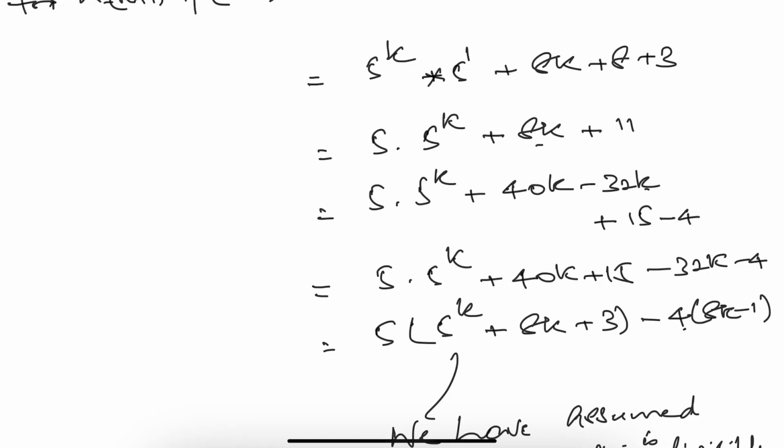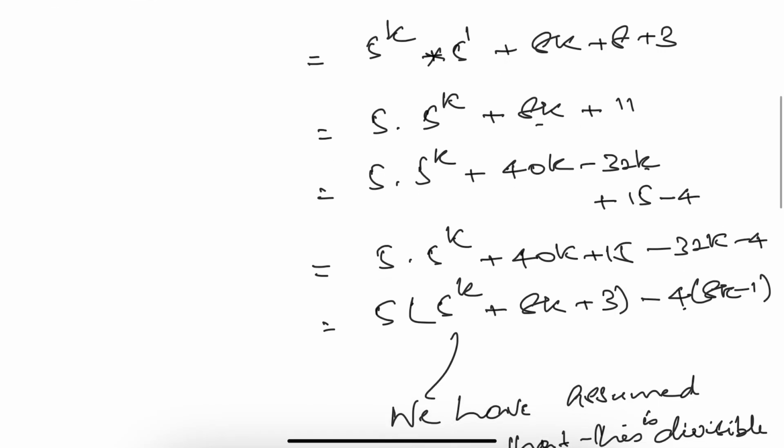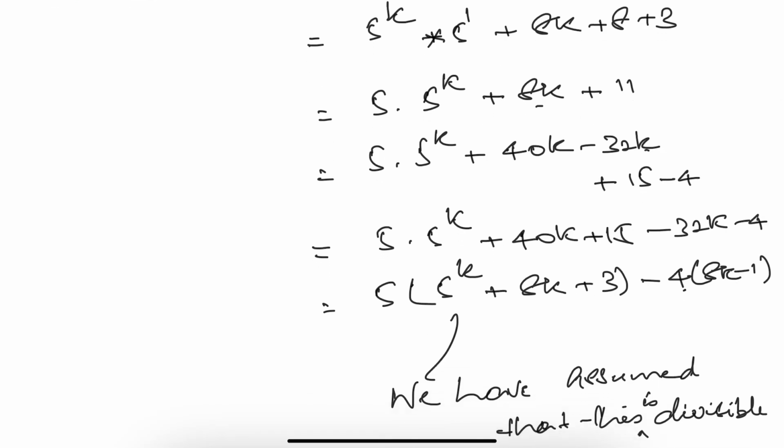So try to get the other function in order to get 5 to the power k plus 8k plus 3. So 5 times 5 to the k, and instead of 8k, I just wrote it as 40k minus 32k, so that we can get 8k out of it. 40k minus 32k is 8k, so that means no change. And then again, I wrote 11 as 15 minus 4. 15 is a multiple of 5, and then 5 times 3. So 11 is 15 minus 4. Again, no change.